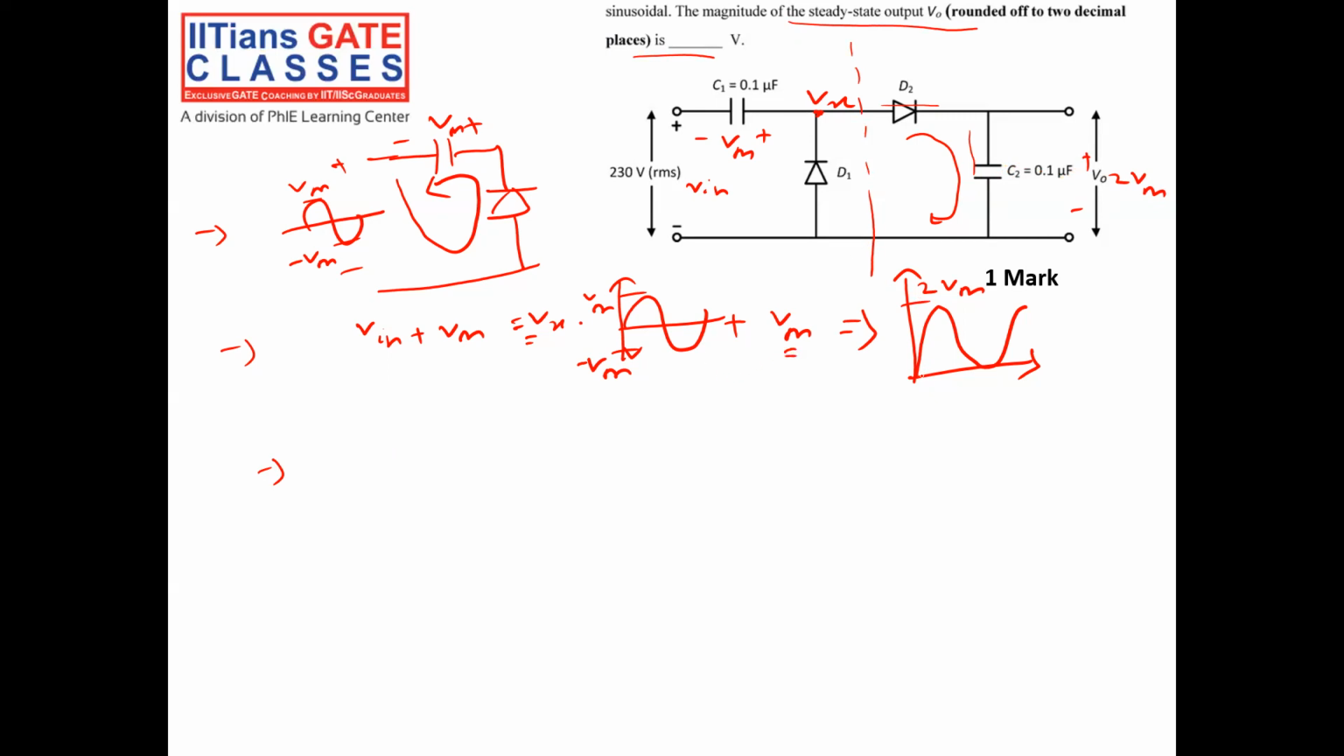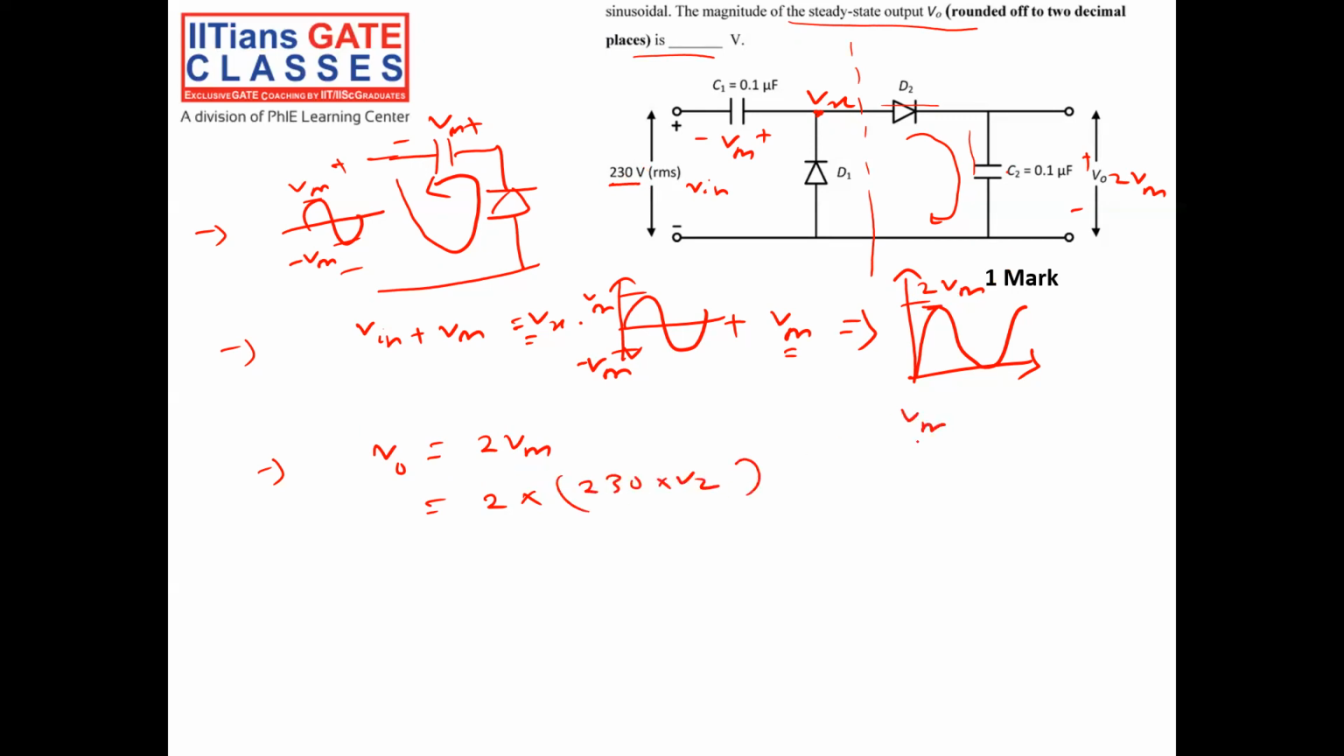So the potential will be varying from 0 to 2 Vm. When this waveform is applied to D2 and C2, the diode will be forward biased and the capacitor will start charging to the peak voltage. It's 2 Vm. So my V0 is equal to 2 into Vm. Vm is the peak voltage of the input. Here how much? 2 into, what is Vm? 230 volt is the RMS. That means Vm is equal to 230 into root 2.